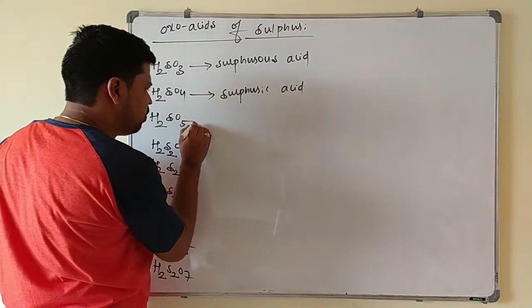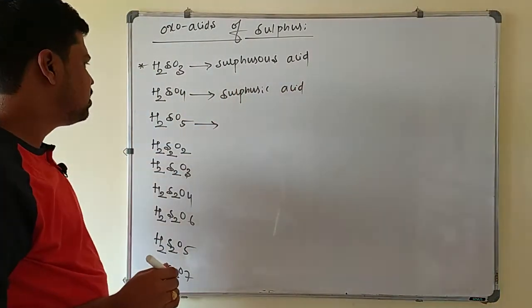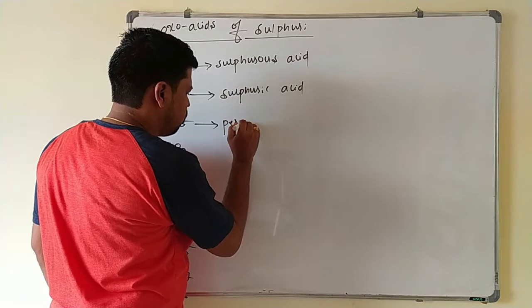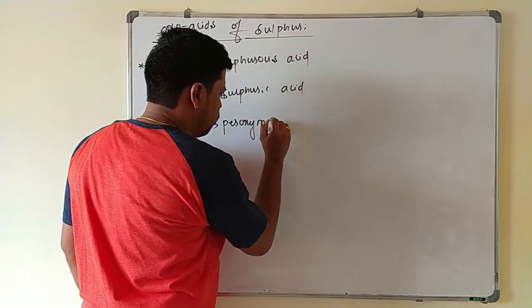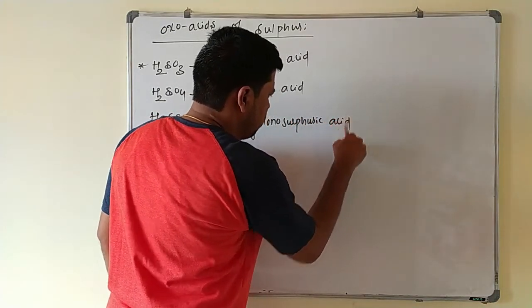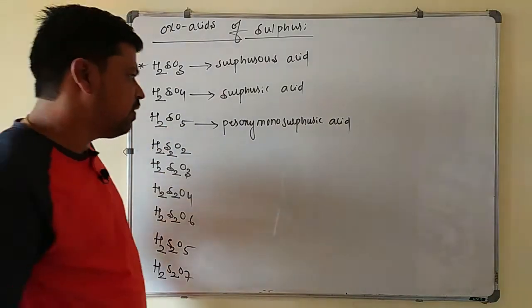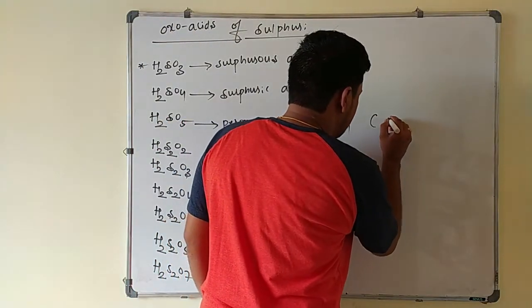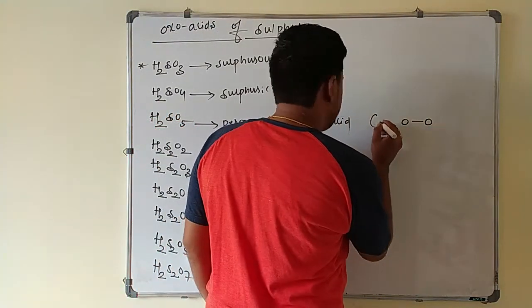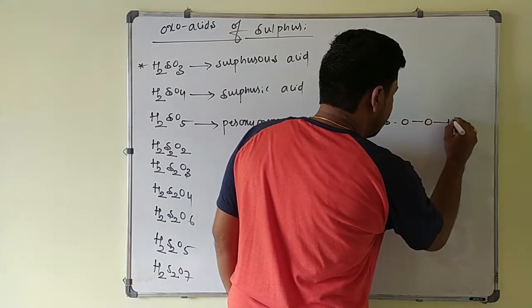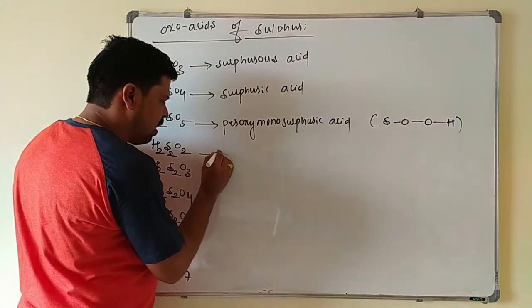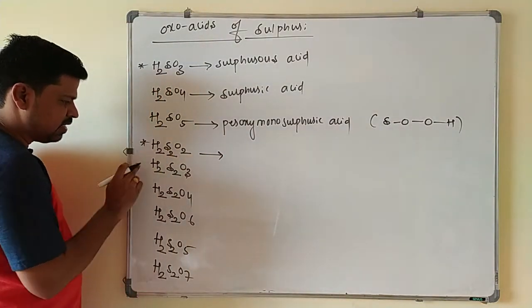And this is also sulfuric acid only, but in this one it is called peroxymonosulfuric acid. Always keep in mind, peroxy means they have a peroxy linkage, like these two oxygens connected continuously with a single bond. And this peroxy acid has an SOOH bond. Okay, peroxy means that.